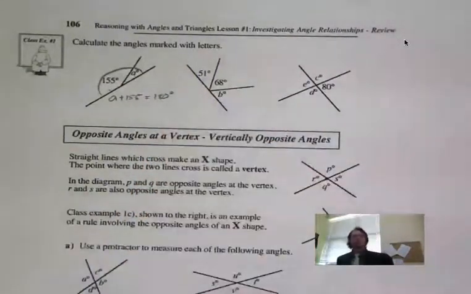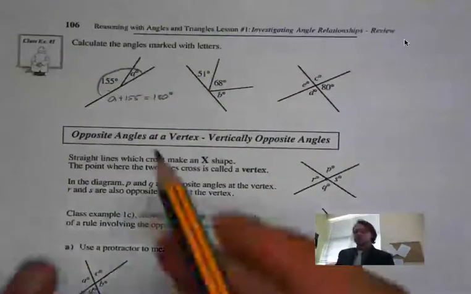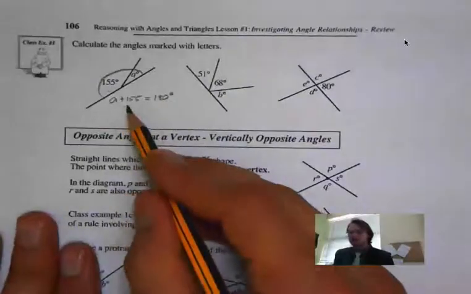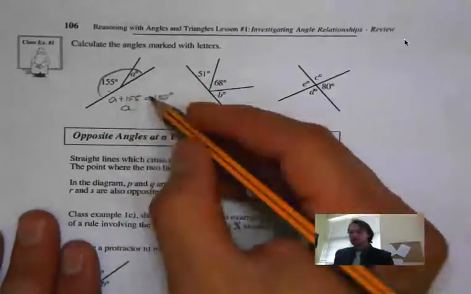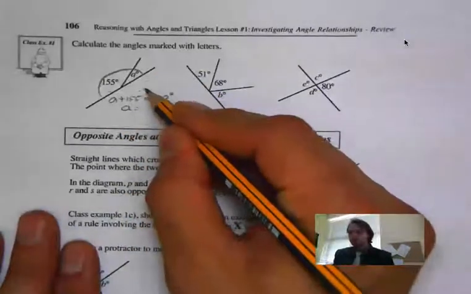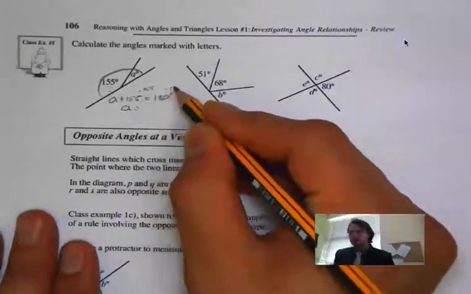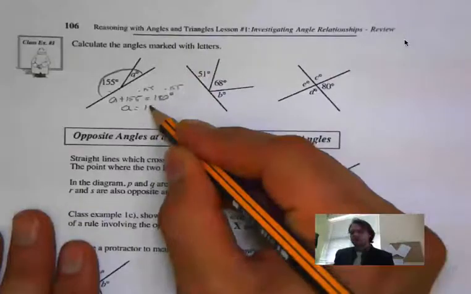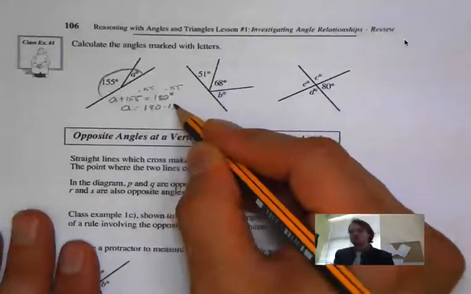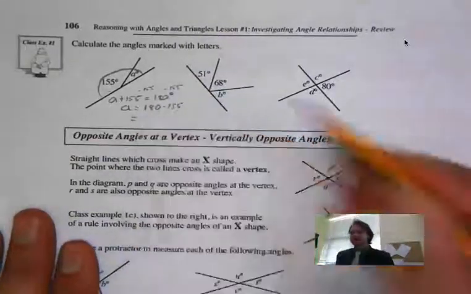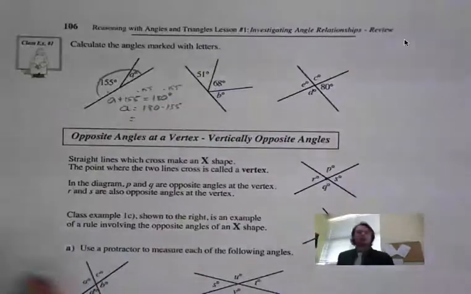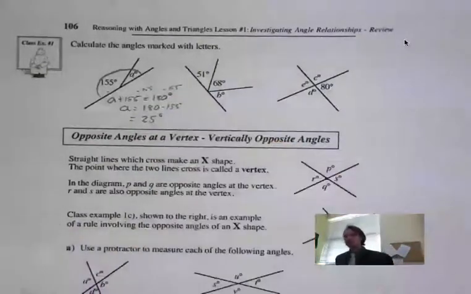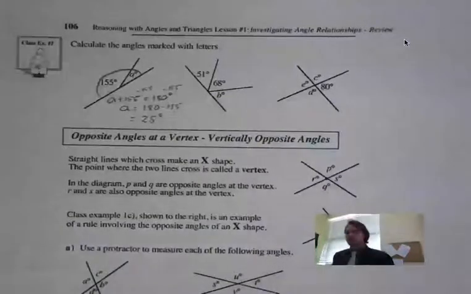Now, how do I solve for A? We're going to go in reverse. So A is equal to, we're going to subtract 155 from both sides. And we're going to get 180 minus 155. What does that give us? That's going to give me a total of 25 degrees. Okay? Now, let's take a look at the next one here.